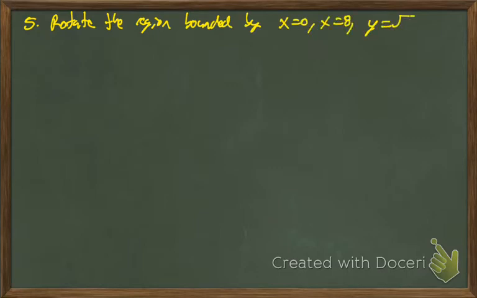Okay, so number 5, we're going to set up and rotate the region bounded by x equals 0, x equals 8, y equals the square root of x, and y equals negative 1/2 x plus 4. So we may want to know where these graphs intersect. We are given bounds, but we might want to see where those actually intersect each other. And actually, by inspection, it looks like 4 is going to be where they intersect. So we can go ahead and use that to our advantage. So they're going to intersect at 4.